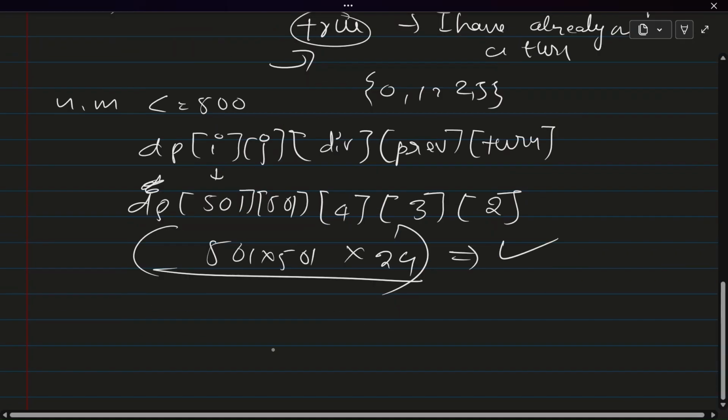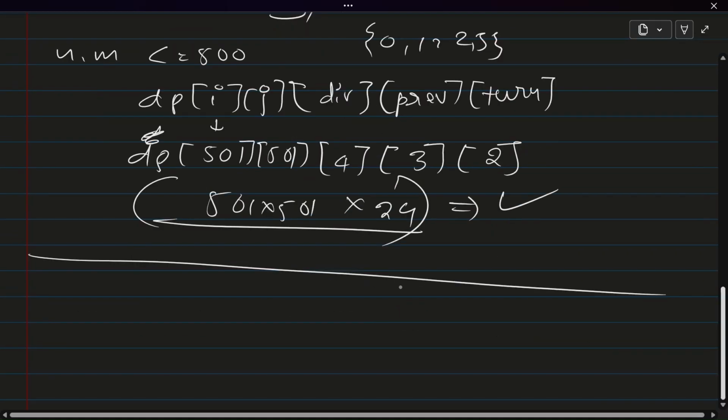So let's discuss how to code this recursively. Okay, let me write it down again. So all my states are i, j, direction.